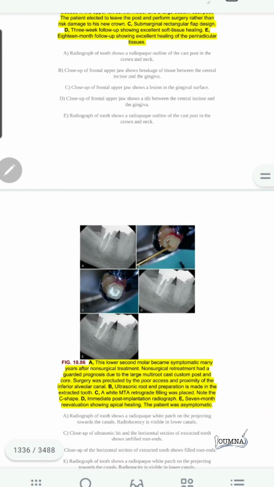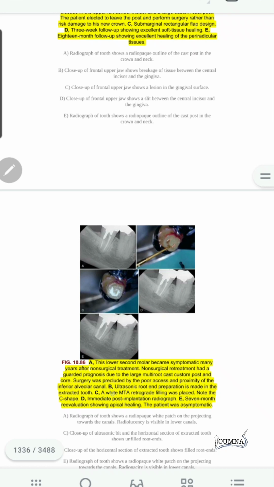This is the final case that we will discuss in this chapter. Let's read it together. This lower second molar became symptomatic many years after non-surgical treatment. Non-surgical retreatment had a guarded prognosis due to the large multi-root cast custom post and core. Surgery was also precluded by the poor access and proximity of the inferior alveolar canal.